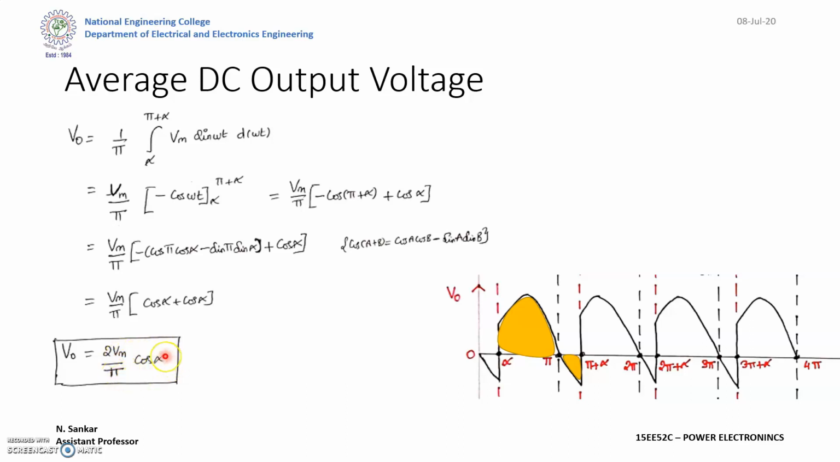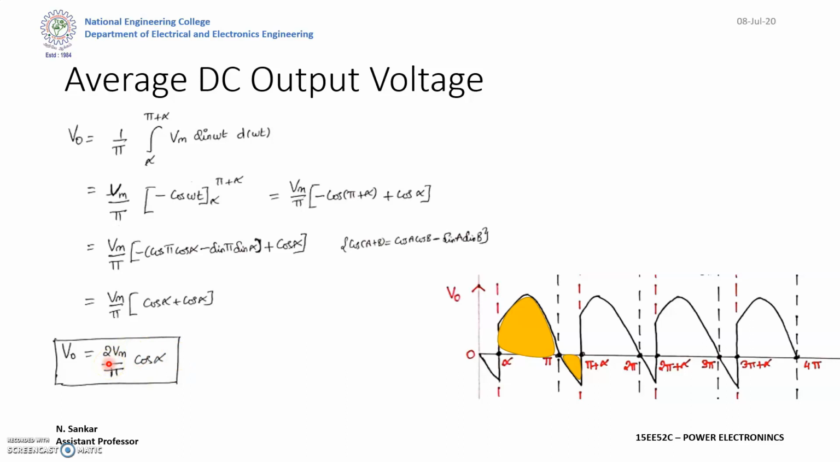If I substitute alpha equal to 90 degrees, the value will be 0, because cos 90 is equal to 0. If I substitute alpha equal to 180 degrees, cos 180 is minus 1, so the output voltage will be minus 2 Vm by pi. So if your alpha is less than 90 degrees, the output voltage will be positive. If your alpha is greater than 90 degrees, your output voltage will be negative. Just substitute any value of alpha from 91 to 180, and you will get negative values.